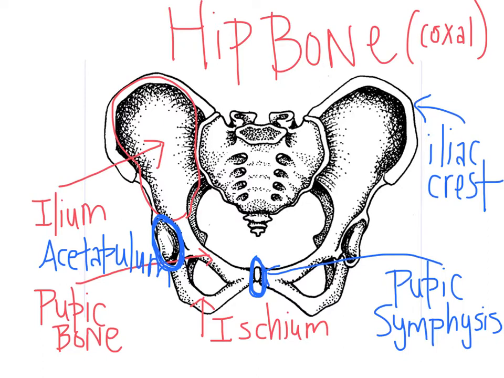Okay? So again, be sure you know the three parts of your hip bone. That's your ilium, your pubic bone, and your ischium. They all fuse together at the acetabulum. You've got your iliac crest and your pubic symphysis. So again, if you know these things of your hip bone, you are going to be in good shape.